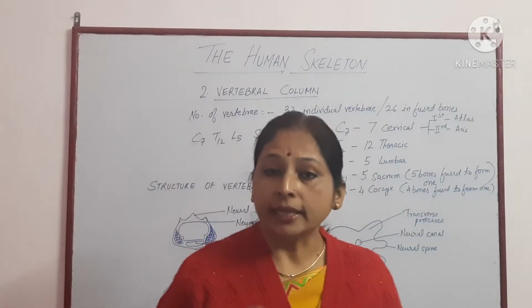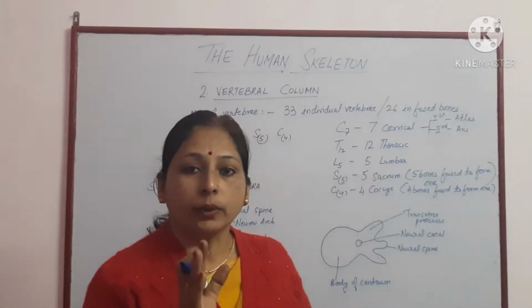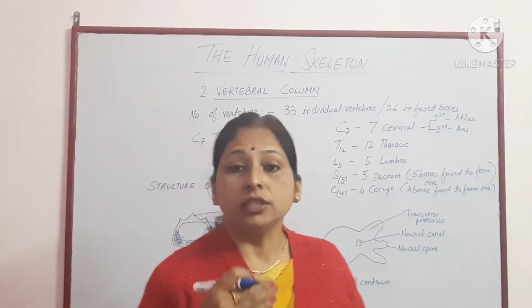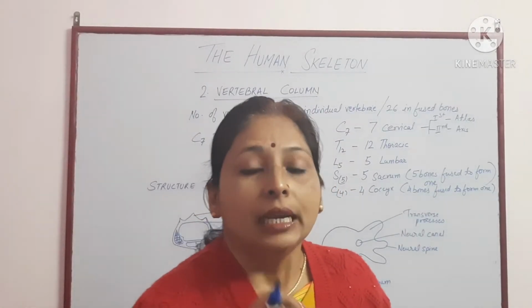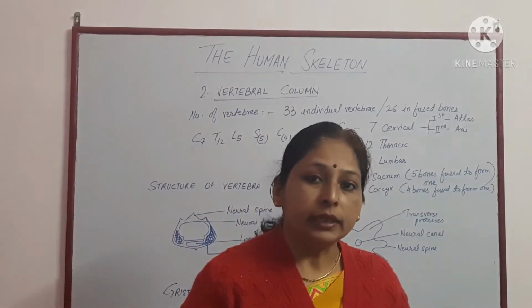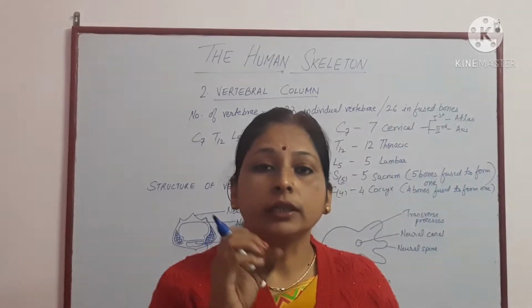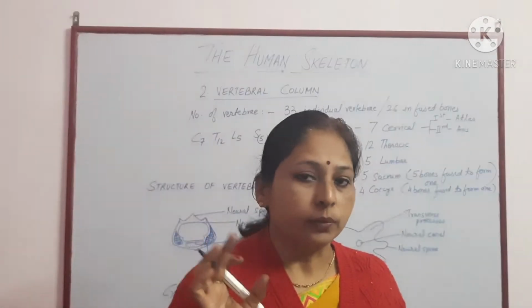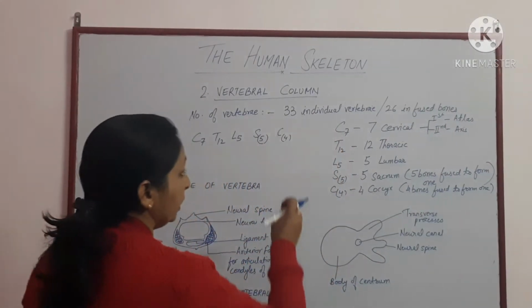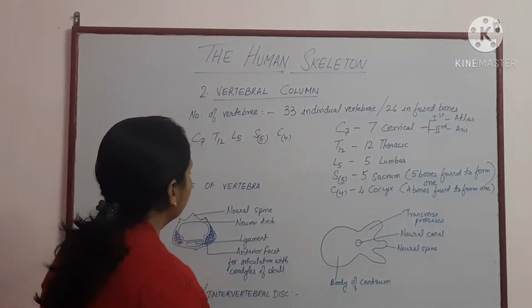Thoracic region is the chest cavity region. After the 12th, the next region is the stomach portion. There comes the lumbar vertebra. Next to it is the sacrum and the coccyx is the tailbone, which ends into the hip bone. So this is all about the vertebral column.